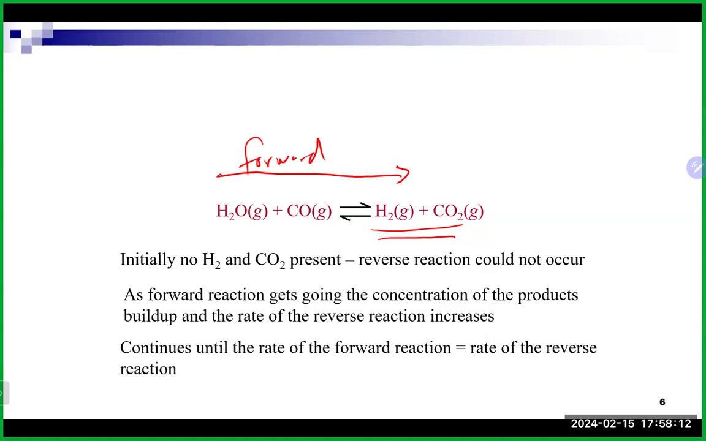Again, at some point, we will build up enough of these products that they will start coming in contact with each other. And at that point, our reverse reaction will basically kick off. And again, it will continue this process, like we saw in the graph, until those rates, once again, basically equal each other, the forward and the reverse reaction.